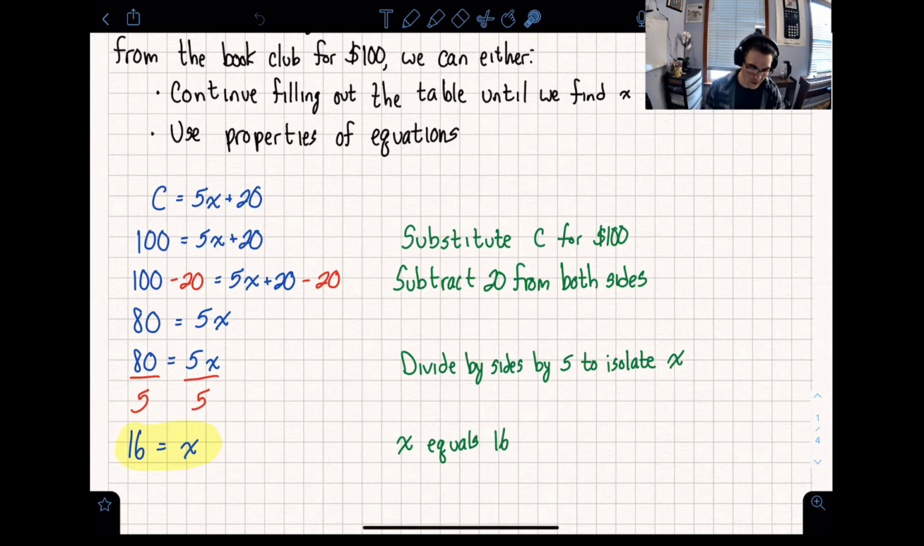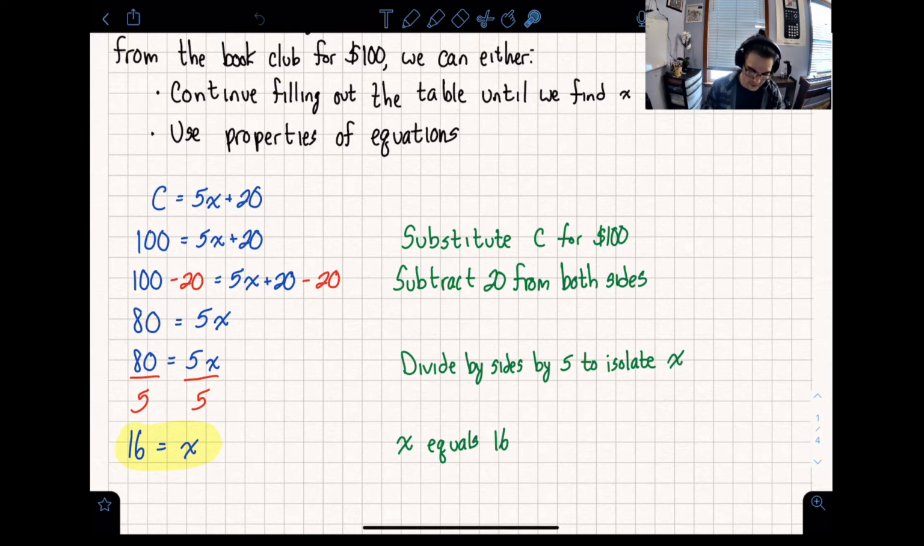So from here, we now start just applying the rules that we talked about. First, we can get rid of the 20 that is being added to the 5x by subtracting 20 from both sides of the equation. 20 minus 20 is going to give us a 0 here. And then 100 minus 20 is going to give us 80. So now we have our new expression, 80 equals 5x.